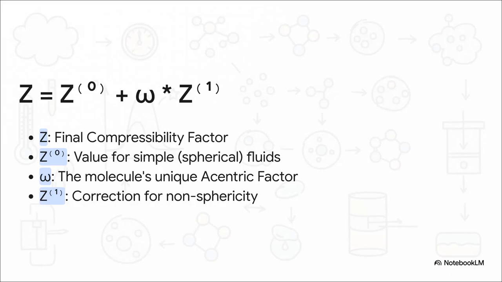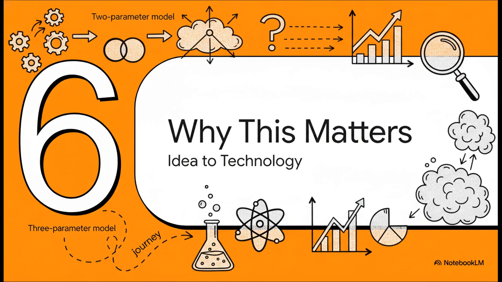So Pitzer upgraded the equation. The best way to think about it is a base value plus a custom tweak. Your final compressibility factor, Z, starts with the baseline value for a simple spherical fluid. That's Z0. Then you add an adjustment, and that adjustment is the molecule's own personal weirdness score, omega, times a standard correction term. It was such a smart way to keep the original, simple idea, but just add that extra layer of real-world accuracy. Okay, let's tie this all together.